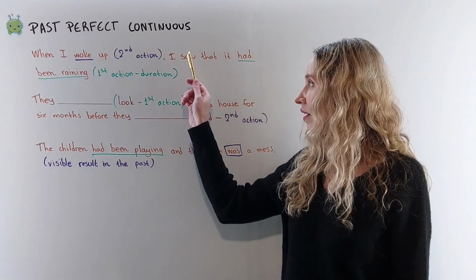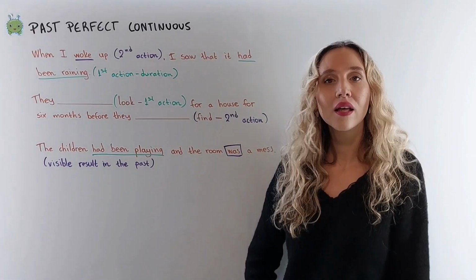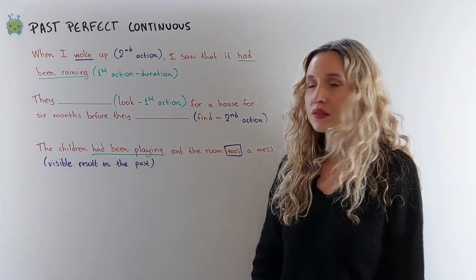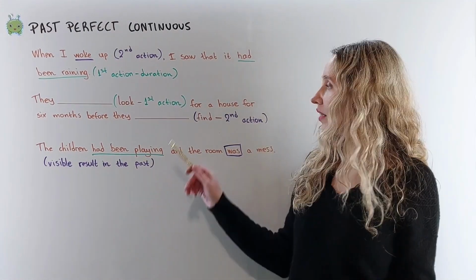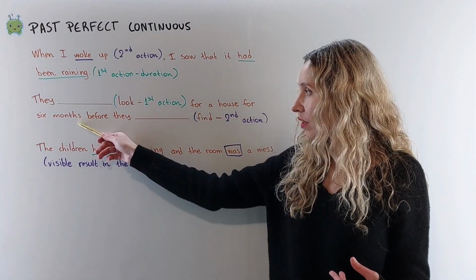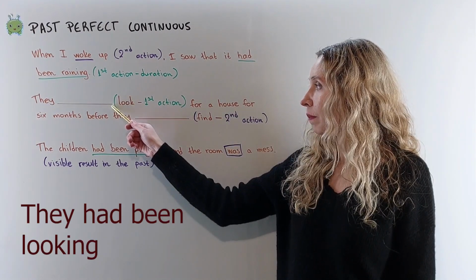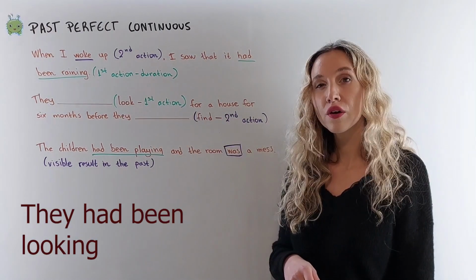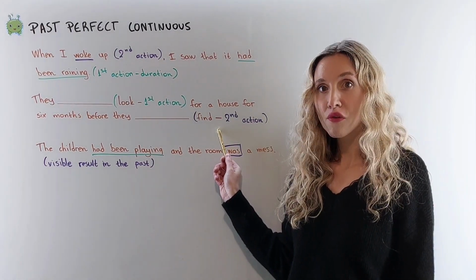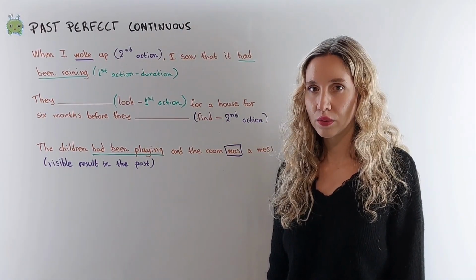When I woke up, second action, I saw that it had been raining. Okay, this is yours. First action in the past perfect continuous. It emphasizes the duration. It says for a house for 6 months. Okay. Second action, past simple. They had been looking for a house for 6 months before they found one.